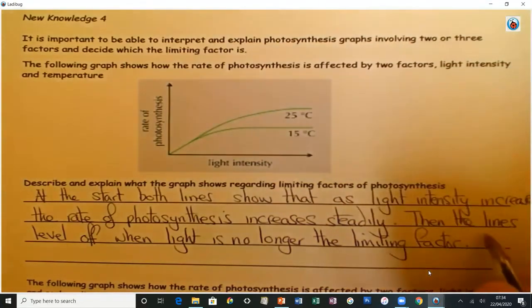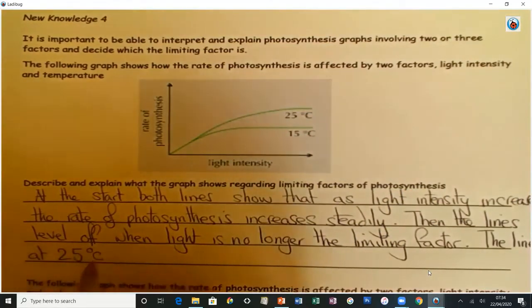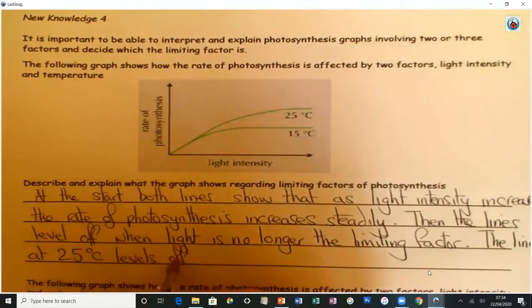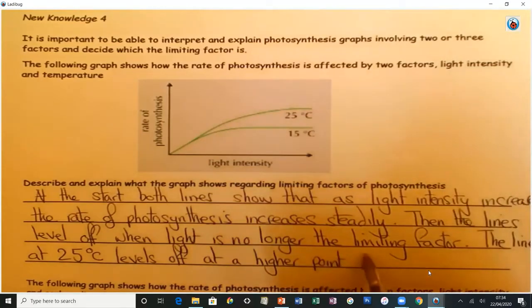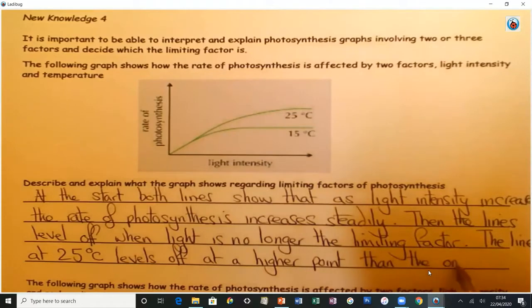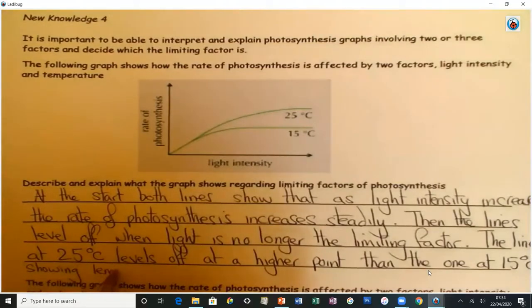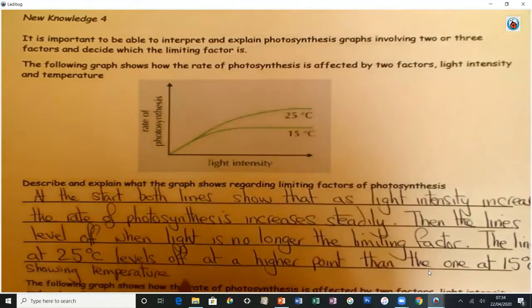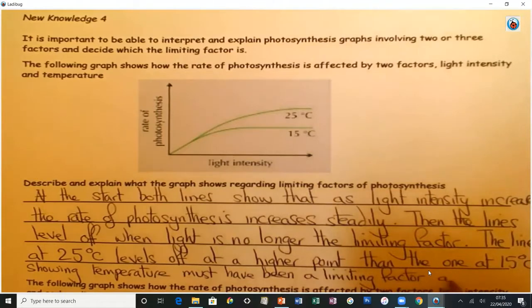Right, what else can we see? Well, the line at 25 degrees Celsius levels off at a higher point than the one at 15 degrees Celsius, showing temperature must have been a limiting factor at 15 degrees Celsius.